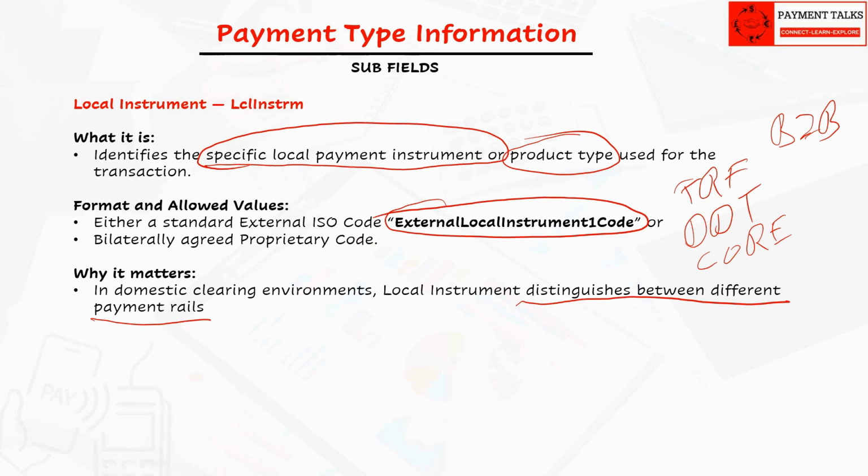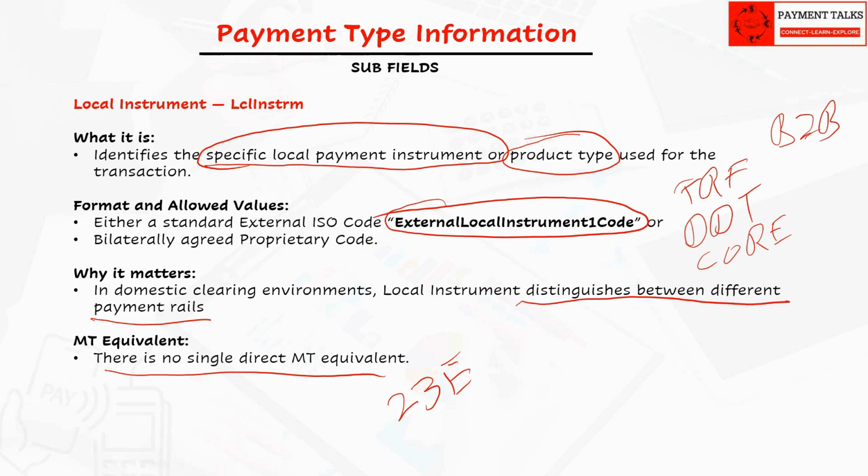An important point is service level and local instrument work together. You might have service level equal to SEPA and local instrument equal to TRF or DDT. Or you might use local instrument alone without a service level when the instrument code is sufficiently self-describing, like CORE. Using both together is common. MT equivalent. No direct MT equivalent. Some proprietary field 23E codes served a similar purpose in bilateral SWIFT arrangements, but local instrument is a concept largely native to ISO 20022 scheme-based payments.